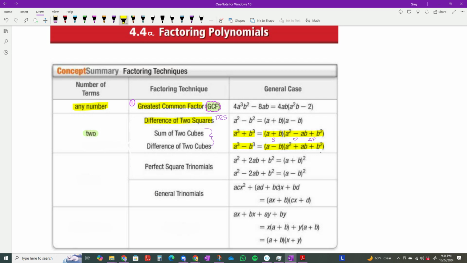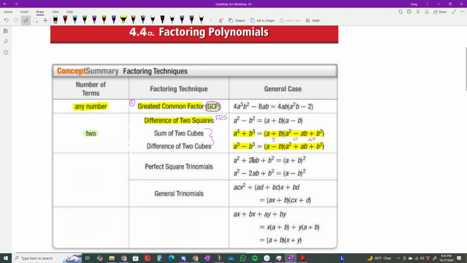I'm going to do some examples. This is a pattern. This second factor is always prime. It cannot ever be factored. So, not necessarily a hard thing to do, but you've got to memorize this pattern. Okay, so that is starting off with two terms.